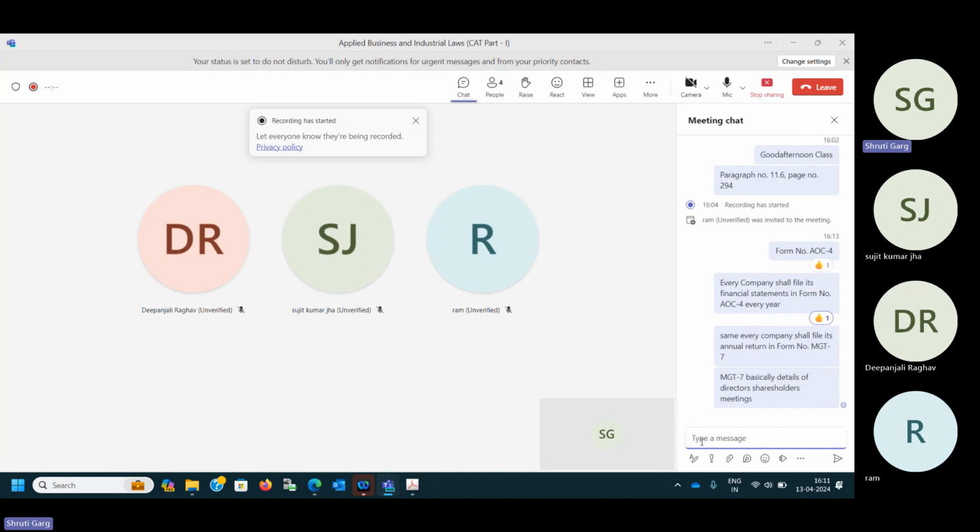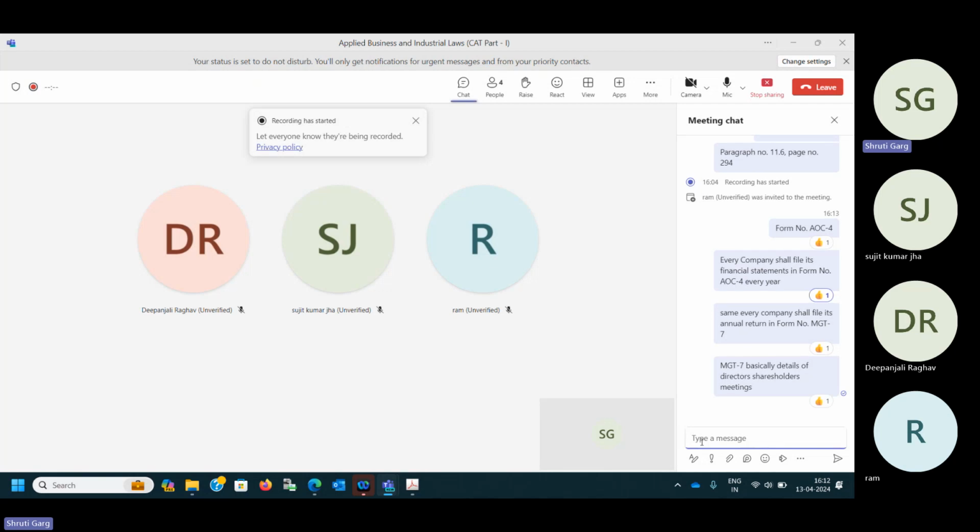If during the year there is a change in the directors or a change in the shareholders, then every company has to report to ROC in form number MGT 7. In form number MGT 7, every company will inform about its board meeting, its extraordinary general meeting, and its annual general meeting. Clear? These two forms are the main forms for the company, and every company has to comply very carefully.